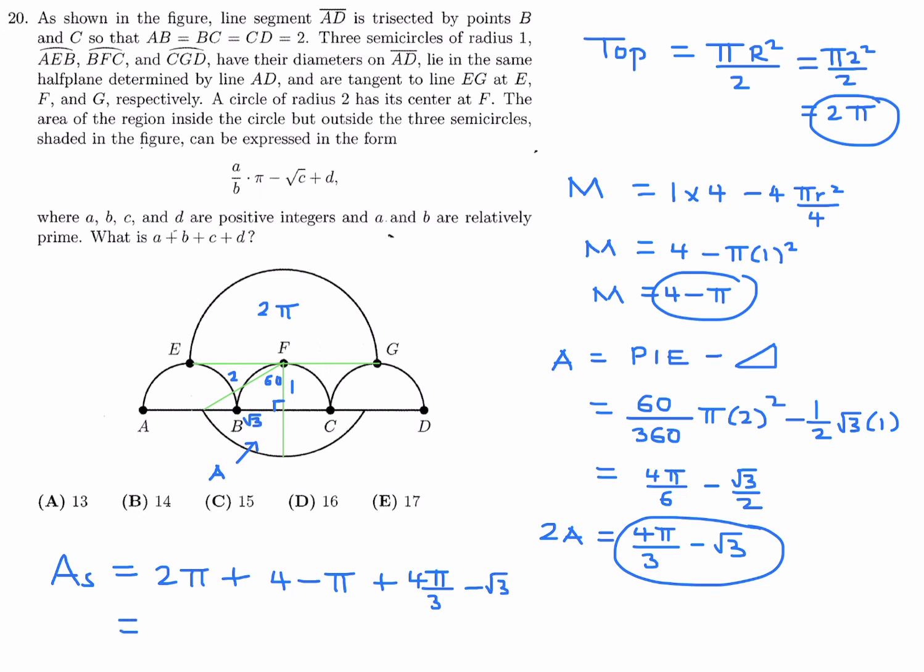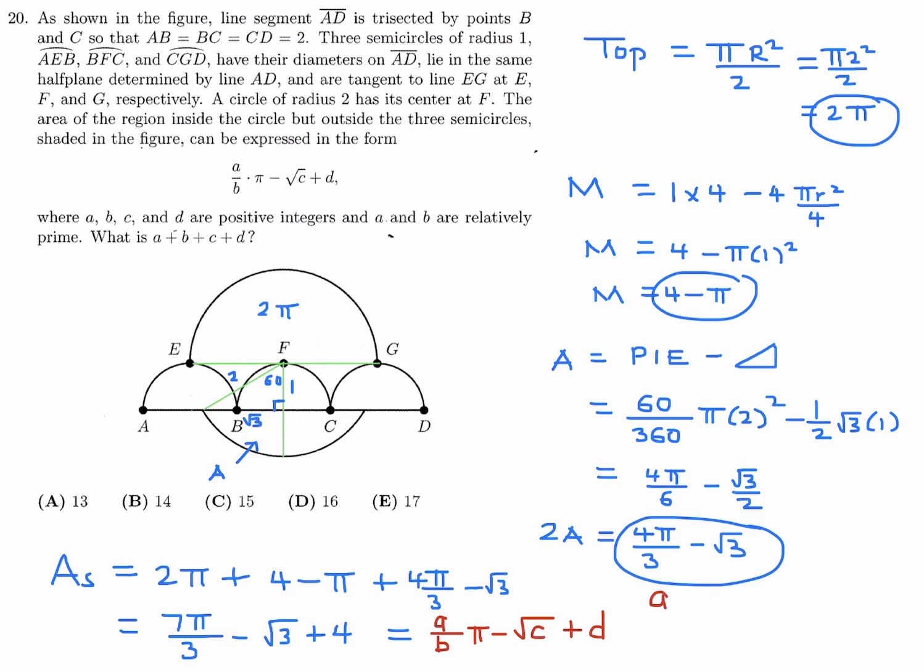And when you add up all these guys, 2 pi plus 4 minus pi plus 4 pi over 3 minus root 3, you get 7 pi over 3 minus root 3 plus 4. And that is of this form. As you can clearly see, it is in that form a over b pi minus root c plus d.